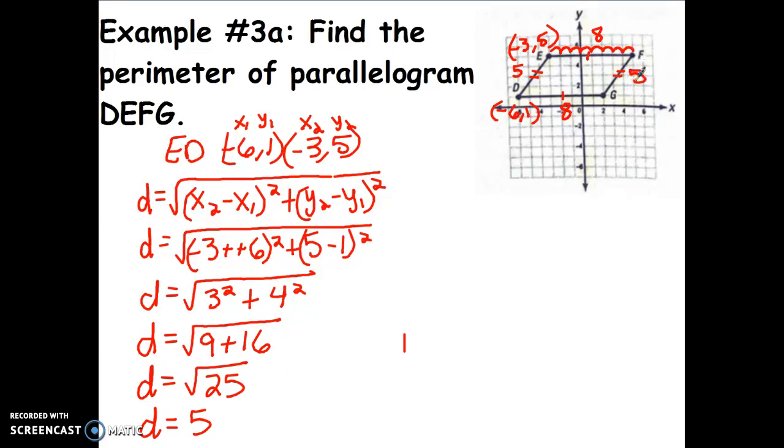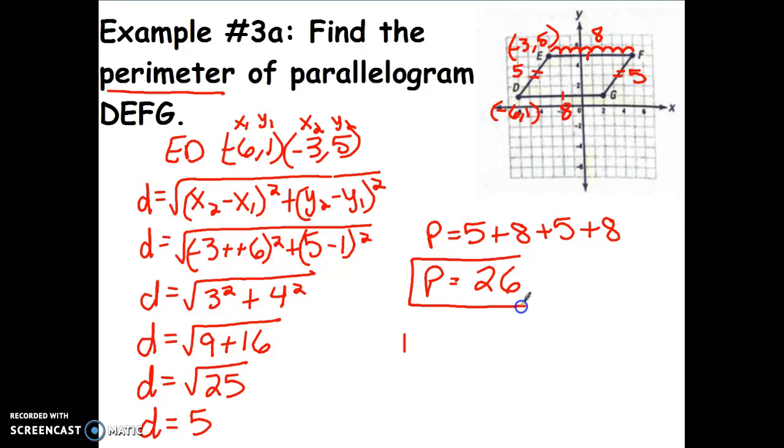Now, we're not finished. They didn't ask us to find the length of one side; they asked us to find the perimeter. So the perimeter would equal 5 plus 8 plus 5 plus 8. We have to add all of those sides up. Once we add all that together, the perimeter equals 26.